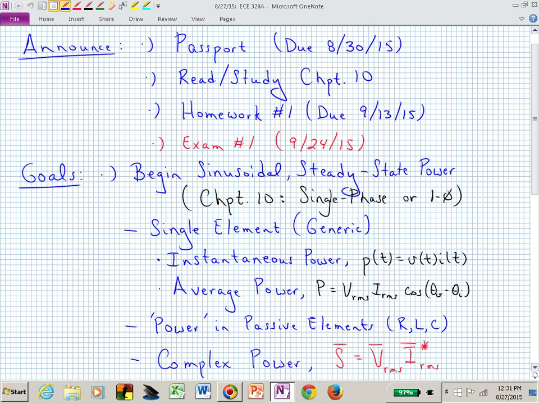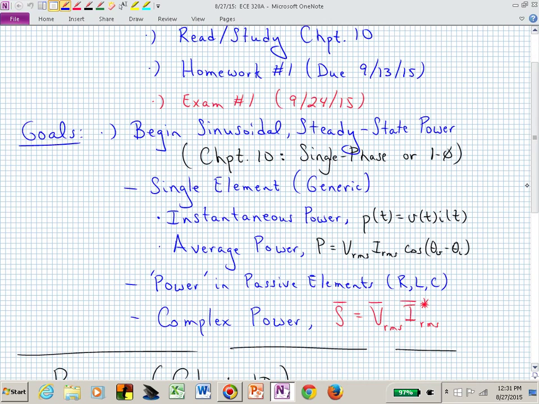Today we want to begin chapter 10 material, which is single phase. I may write that out or I may just say 1-phi for single phase. That's in contrast to chapter 11 where we will have 3 phases, so it will be 3-phi. But now we're just learning the fundamentals, the basics of single phase power. We'll work through a generic single element. How can we identify the power associated with that single generic element?